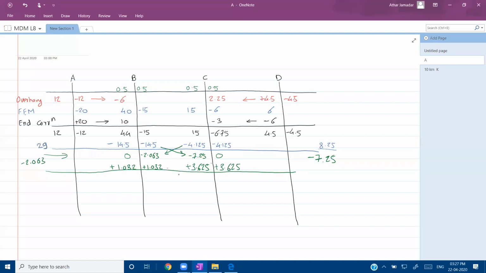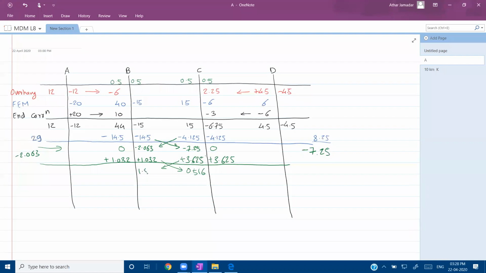again this correction of half should be carried over to here, and this half correction should be carried over to here. So 1.032 divided by 2 is going to be 0.516, and 3.625 divided by 2 is going to be 1.813. So again here we will write down 0. Here the unbalanced moment will be 1.813 positive, so the next correction will be negative. Here the unbalanced moment will be 0.516, so the next correction will again be negative because the unbalanced moment is positive.